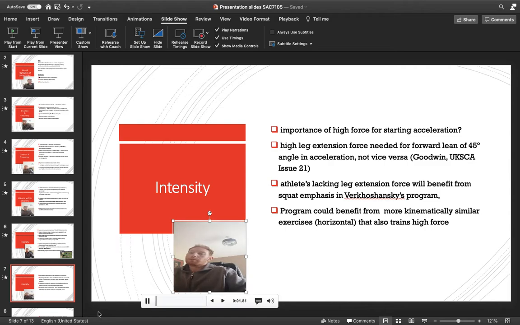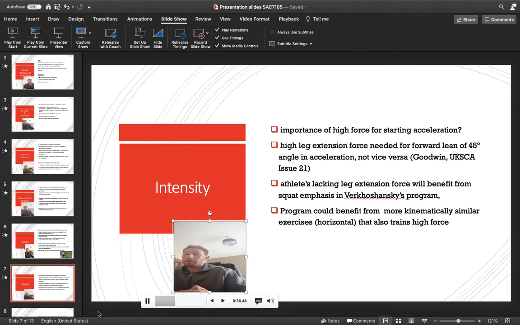And again, since this is a program that clearly emphasizes starting acceleration, we know that in those first 4 steps, the ability to orient your force is critical to achieve that forward 45-degree angle. There's been a lot of work coming out in the last few years about the technical ability to orient your force. Well, actually, we need to be looking now at maximizing the magnitude of the leg extension force that you can produce to enable you to achieve that 45-degree angle. That essentially is what's going to help athletes to achieve that angle.